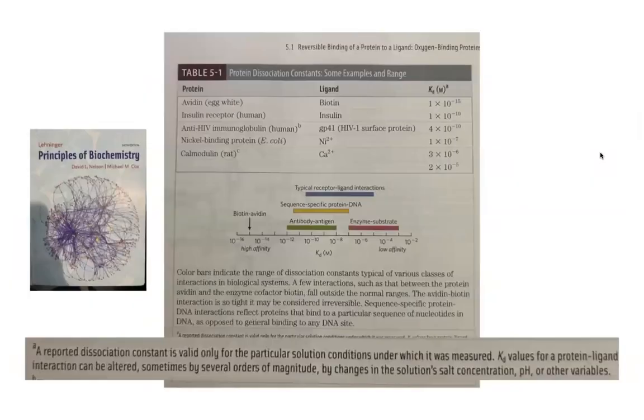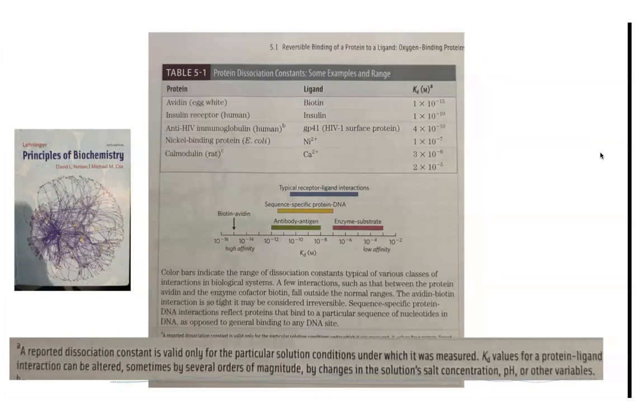Okay, now let's think about where these numbers are actually coming from. We can measure them experimentally, but why are these values what they are? A key hint comes from the table we were looking at, which tells us about some common examples and the range of affinities. It tells us that a reported dissociation constant is valid only for the particular conditions under which it was measured. Kd values for a protein-ligand interaction can be altered, sometimes by several orders of magnitude, by changes in the solution salt concentration, pH, or other variables.